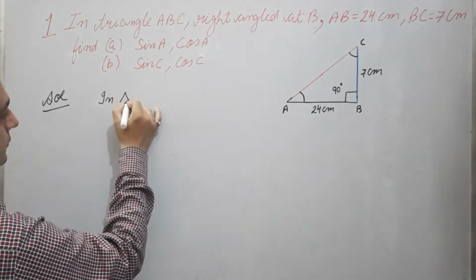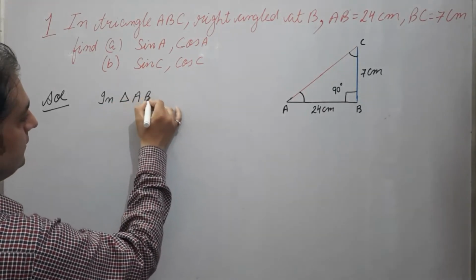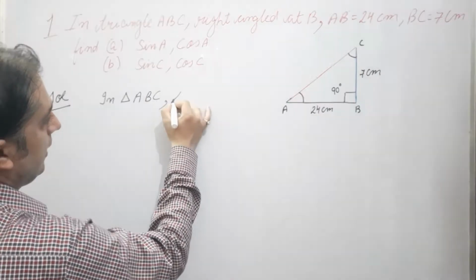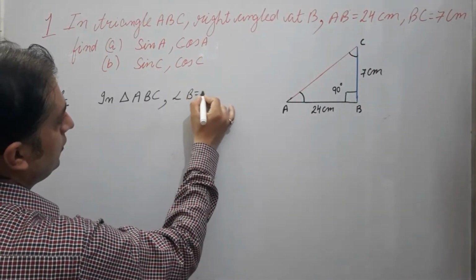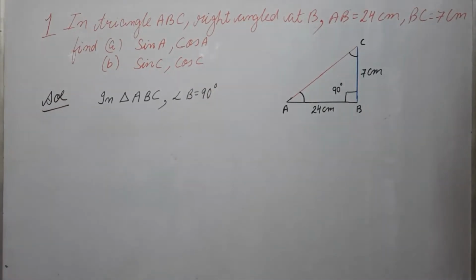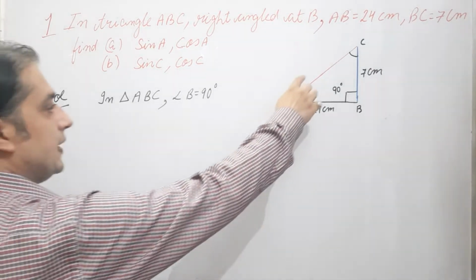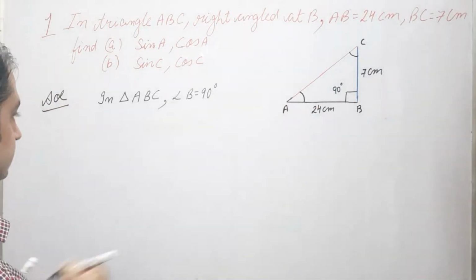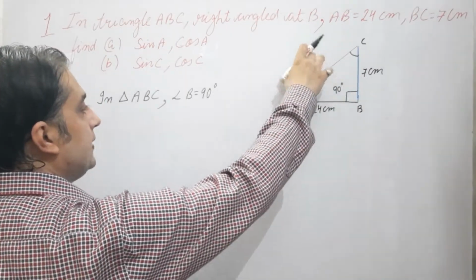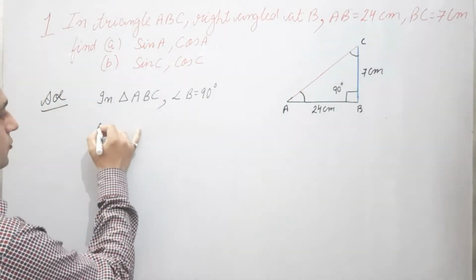So for the solution, in triangle ABC, angle B is equal to 90 degrees. Angle B is equal to 90 degrees, right? So first find the third side. How can we find the third side? We can find it with the help of the Pythagoras theorem.